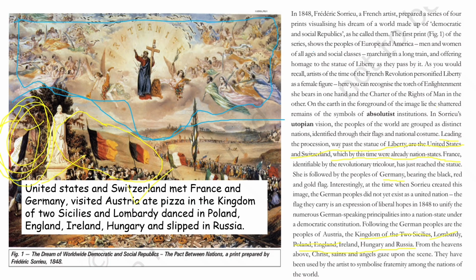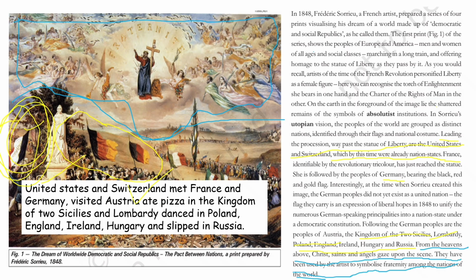Like, take for example, he mentions that from the heavens above, Christ, saints, and angels gaze upon the scene. They have been used by the artist to symbolize fraternity among the nations of the world. See how creative Frederick was. Very beautifully, he has used this. He is not just building friendship and brotherhood among the living people, but even among the gods that people believed in back in those days.